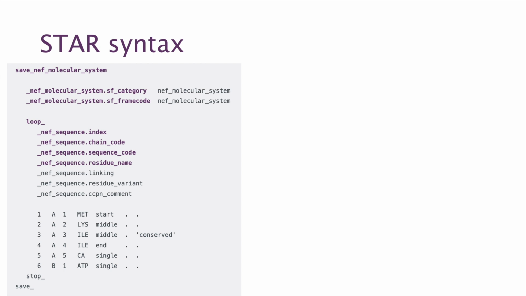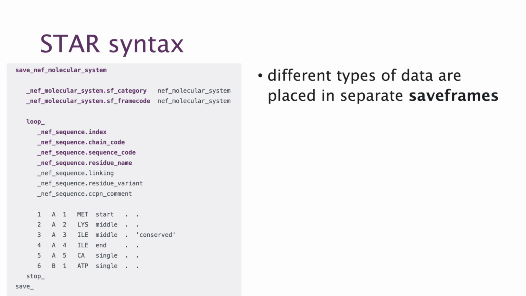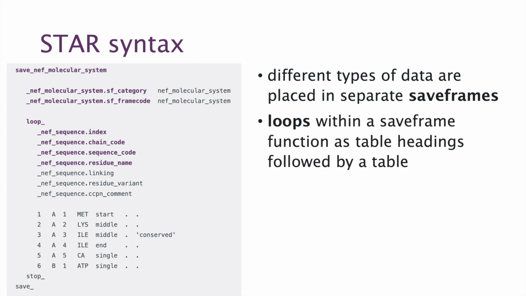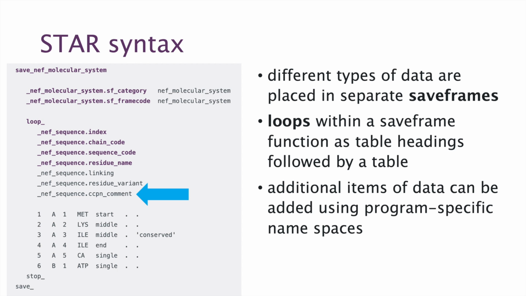Here is an example of the star syntax. Different types of data are placed in separate save frames. So here, for example, is a molecular system save frame, which specifies the sequence of a protein or peptide. Loops within a save frame function as table headings followed by a table. And here you can see an example of how it is possible to include an additional item of data using program-specific namespaces. Here the CCPN underscore prefix has been used to add an extra column to the loop table.